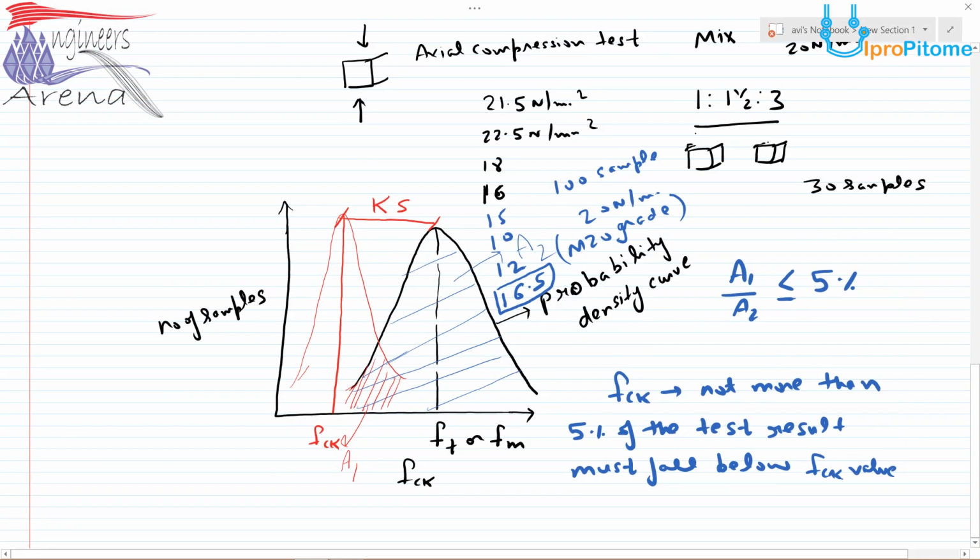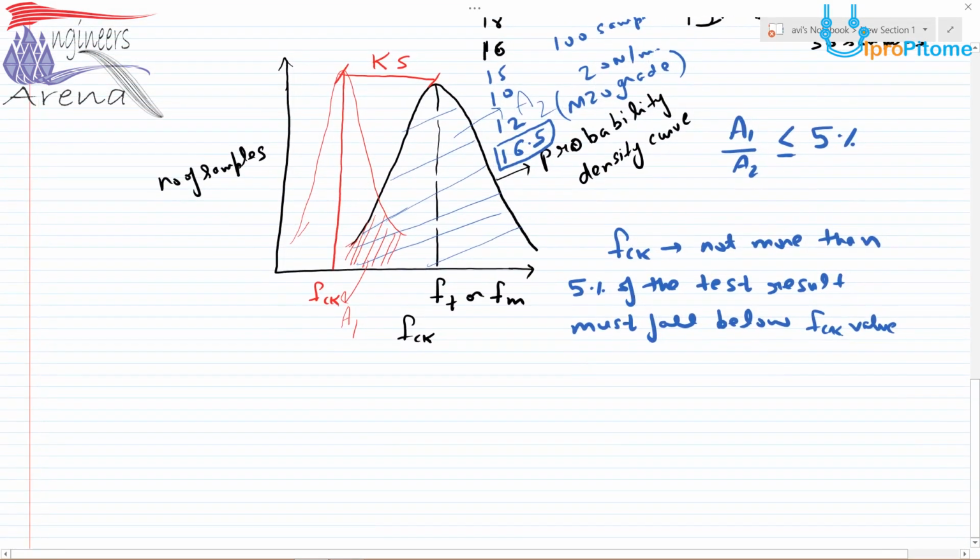I think you must be understanding this. Let us move further. Now according to this graph, we can write FT is equal to FCK plus K into S. You can write it from the graph. This is FCK.